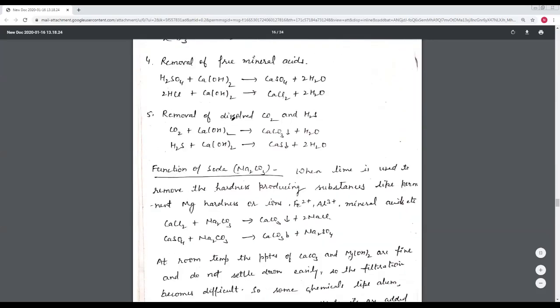It removes the carbon dioxide. There are so many gases present in the hard water. These are the common gases like carbon dioxide and hydrogen sulfide.